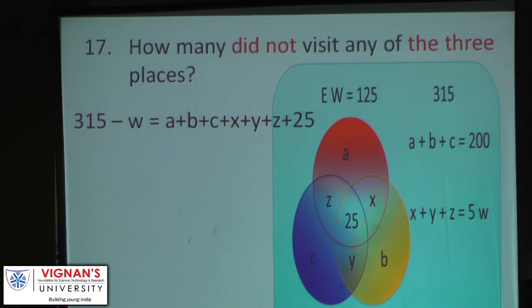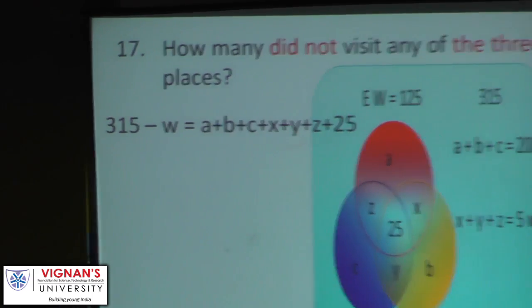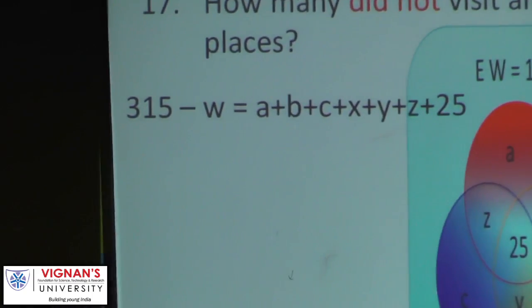You can't apply here n of A, n of B, n of C minus n of A intersection B. You can, but at the end of the day you get the same thing, right? N of A union B union C is nothing but the number of students who are inside these three circles. Now from this, A plus B plus C is 200, we can substitute, and instead of X plus Y plus Z we can write 5W.